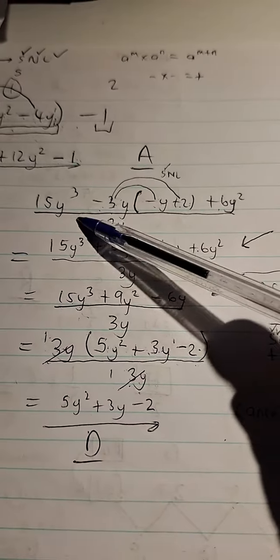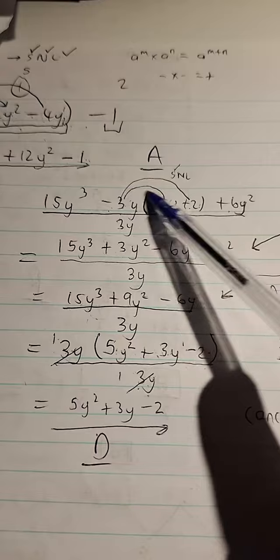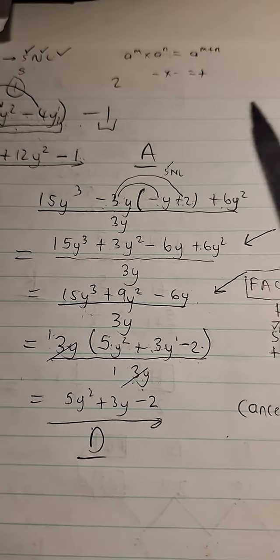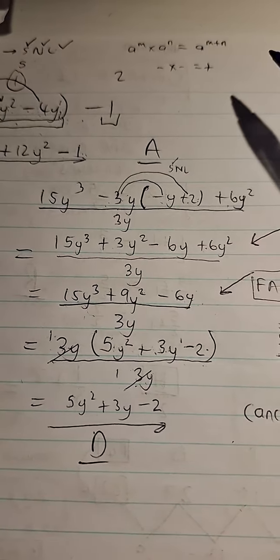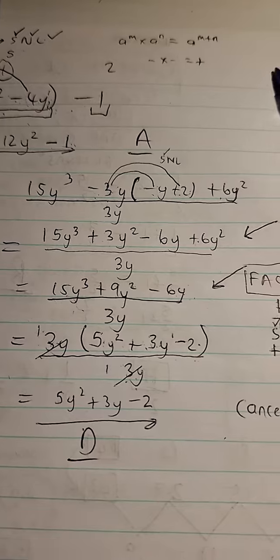First and foremost, we need to establish how many terms we have in the numerator. We did say earlier on that what separates terms in an expression is plus and minus.